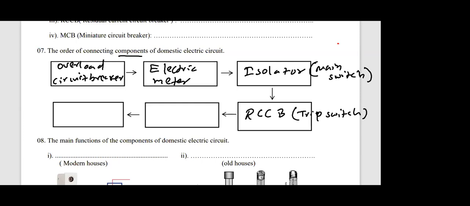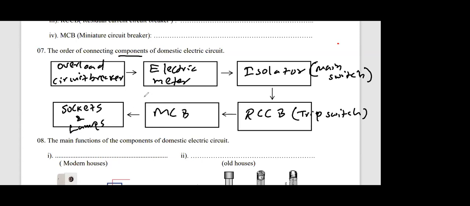What is after the RCCB? What should come next? What is the next component? Yes, after RCCB, Tasula. MCB. Yes, MCB, very good. Or else if you write distribution box, that is also accepted, but MCB is better. After MCB, you get what? Sockets and lamps. Sockets means plug points. Sockets and lamp circuits.